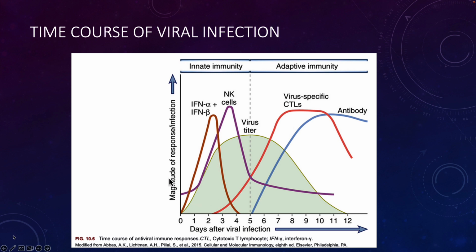And again, what we're looking at here is a primary response, or the first time you've ever been infected with that virus. So if a patient has been vaccinated or has seen the infection before, this will scoot over to the left and you'll get the proliferation of the virus-specific cells and antibodies much more rapidly.